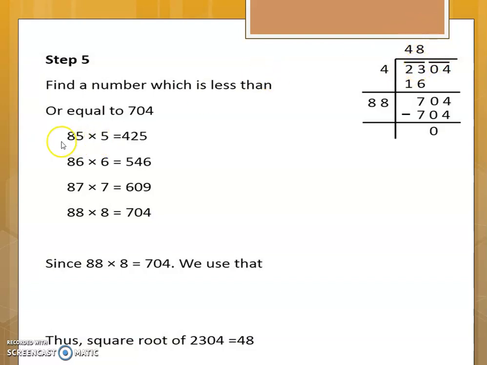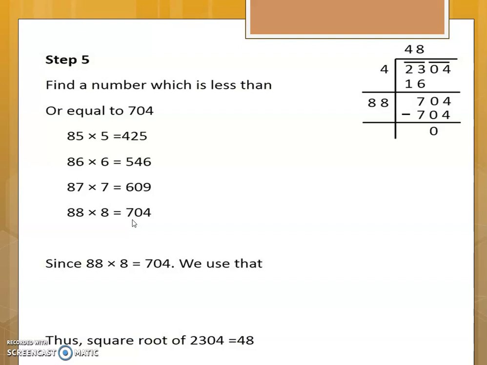So I have checked here all possible combinations. 85 into 5 was 425. 86 into 6 was 516. 87 into 7 was 609. And finally I got 88 into 8 as 704. So some rough work has to be done here and you have to check these combinations, multiply and check.